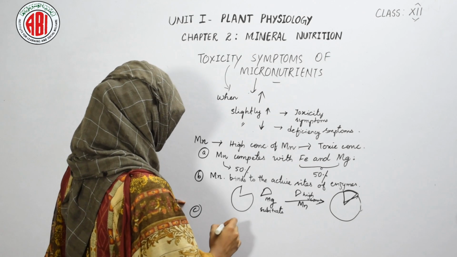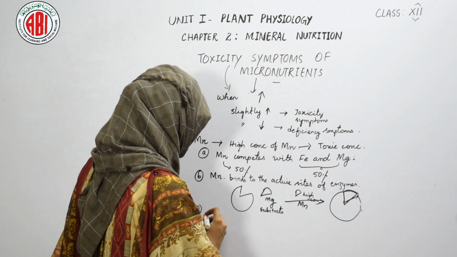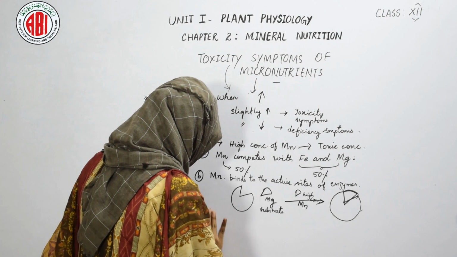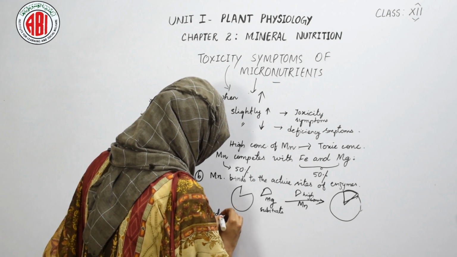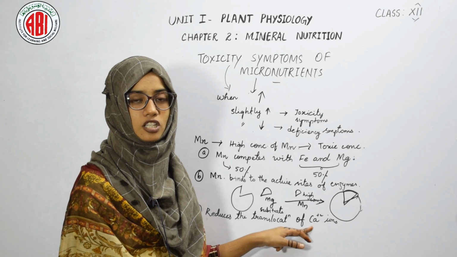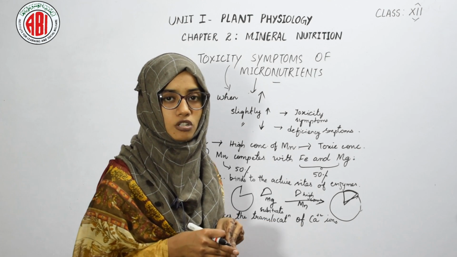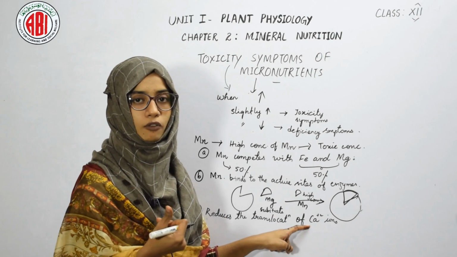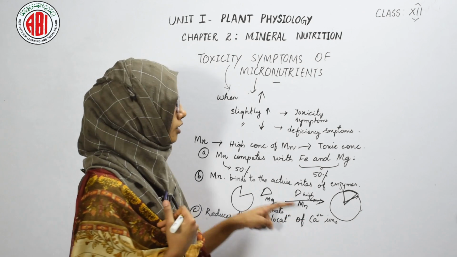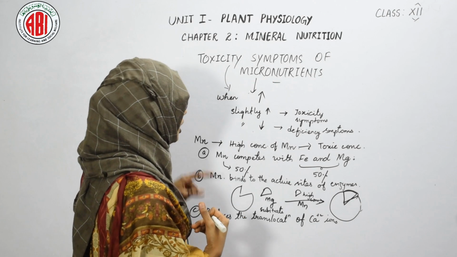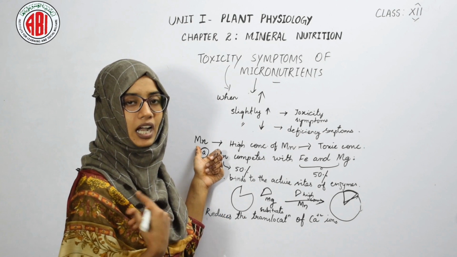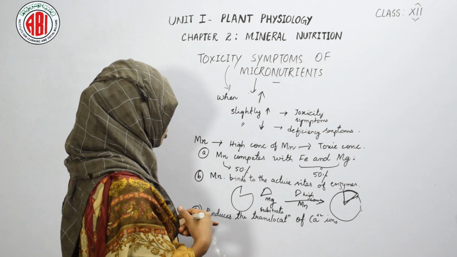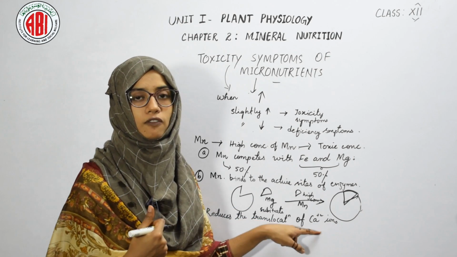The third thing that we can observe is that when manganese is present in a high concentration, it reduces the translocation of calcium. As I told you before, these calcium ions are very essential in the formation of the middle lamella of the cell wall. So, it is required by the cell wall in order to form the middle lamella, which is made of calcium pectate. But when manganese is present in a higher concentration or in a larger amount, it is going to affect the translocation of calcium ions.